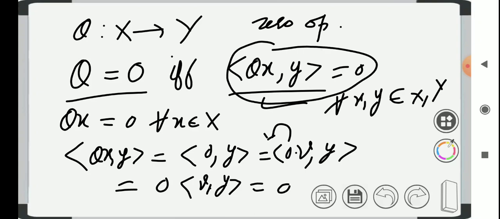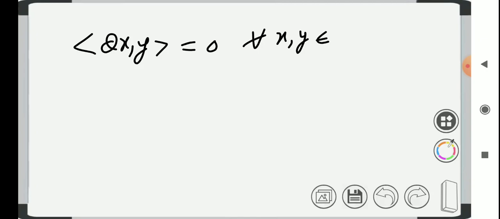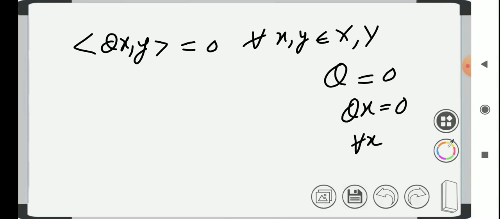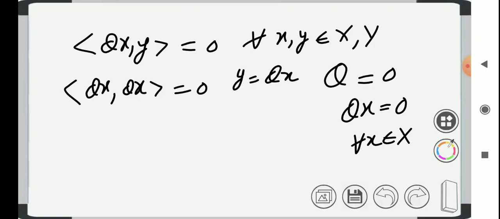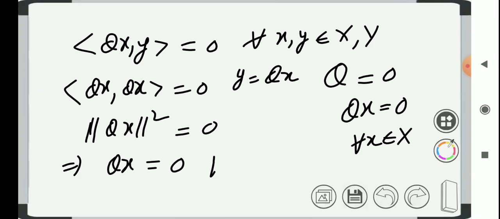Now we will assume that this condition holds, and then we will prove Q must be zero. If this condition holds for all x and y, then this operator must be 0. So assume the inner product of Qx with y is 0 for all x and y in X and Y respectively. We have to prove that Q is a zero operator, that is, Qx is 0 for all x in our inner product space X. Since this holds for all x and y, it must also hold for y equal to Qx, because it is also an element of the inner product space Y. Hence the inner product of Qx with Qx should also be 0. As you know, the inner product of an element with itself gives the norm of Qx squared, which implies Qx must be 0 by the property of the norm for all x in our space X, which implies Q is a zero operator.